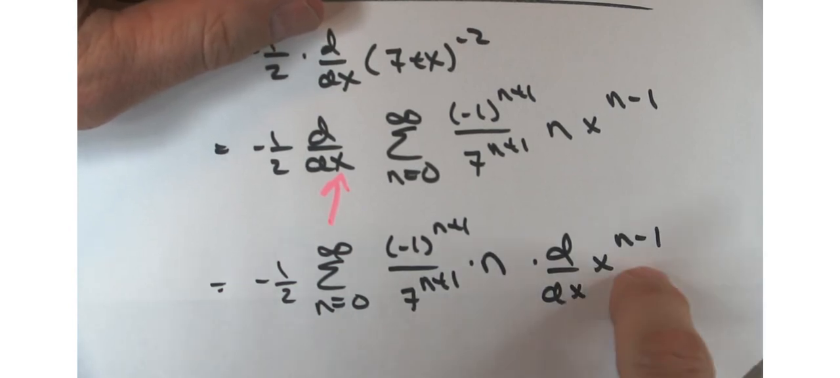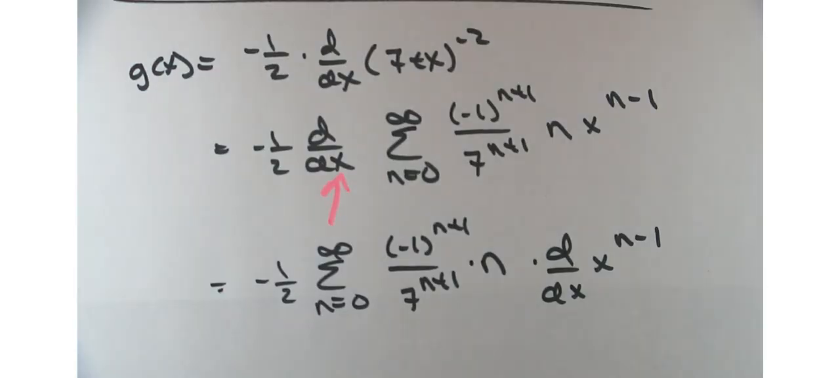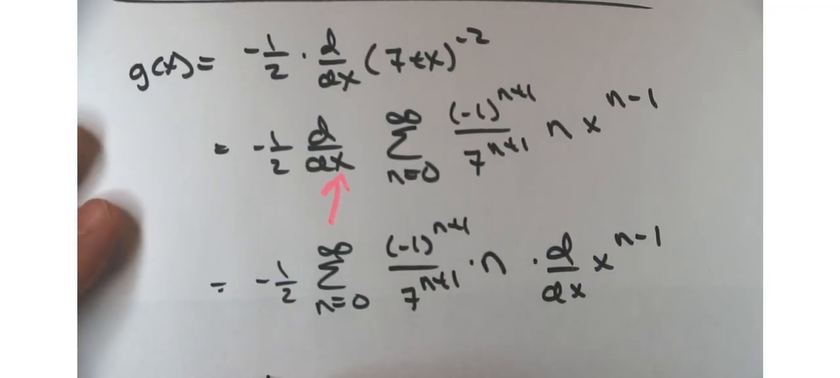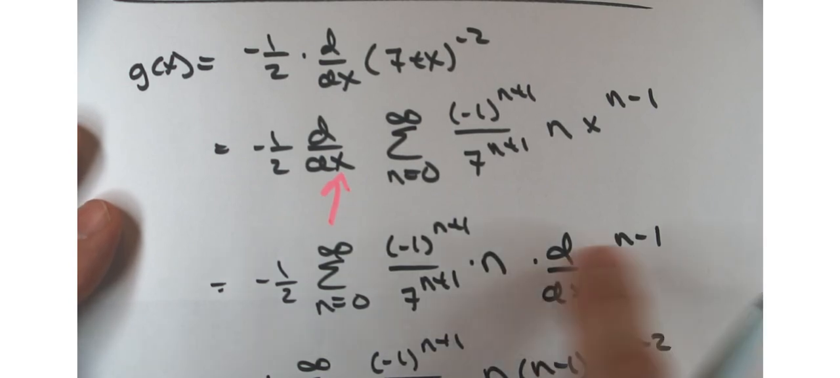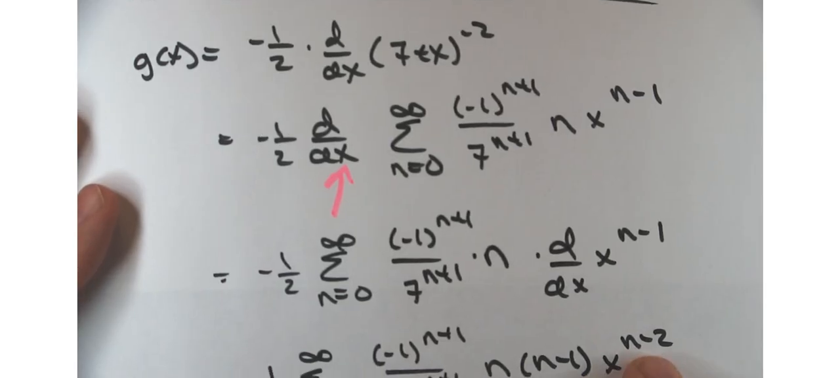What's going to happen when we differentiate this term? What will I get? N minus 1 times x to the n minus 2. So n times n minus 1 times x^(n-2). This exponent comes out in front, we subtract 1 from the exponent, and we're looking good there.